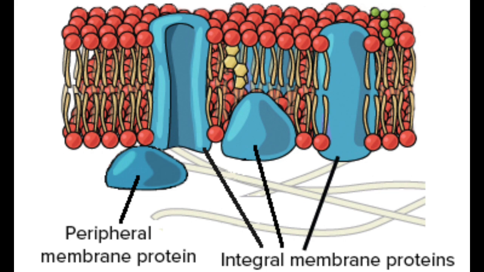So after integral proteins, there are peripheral proteins. Peripheral proteins are attached to the surface of the membrane, often to integral proteins or to the phospholipid heads. They function in cell signaling, structure, and maintaining the cell's shape. So what is the function of these proteins? The function is to serve in transport, signal transduction, enzyme activity, cell recognition and structural support.